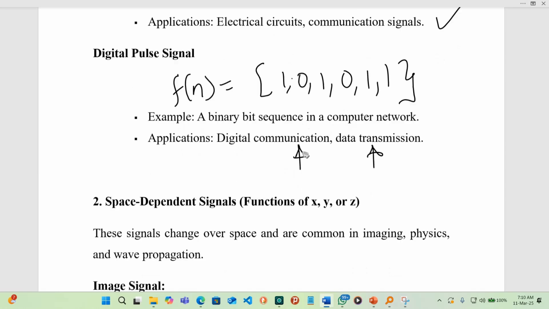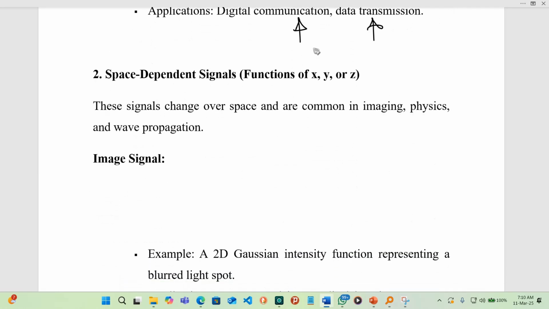that you desire. Then we have space-dependent signals. Those are now functions of X, Y, or Z. These signals change over space and are common in imaging, physics, and wave propagation. In imaging, you'll have an image, and this image will actually have points in space, such as Y and X. So, understanding this, you find that you need what?